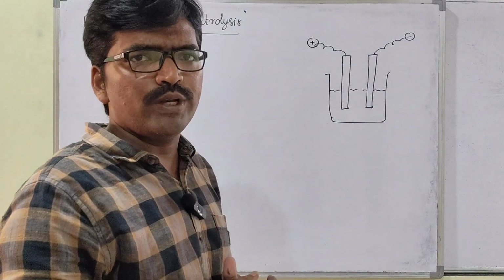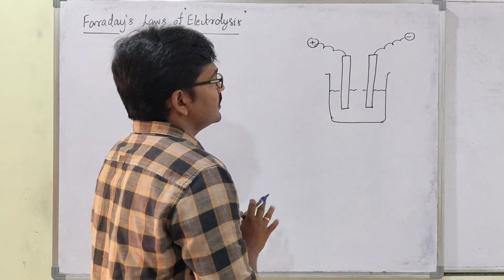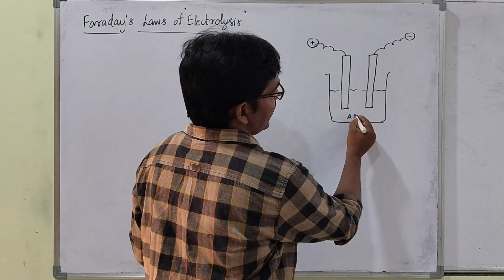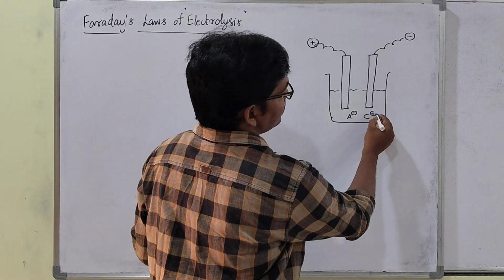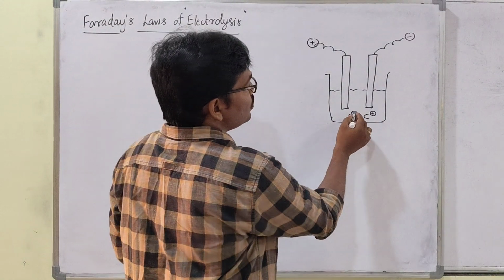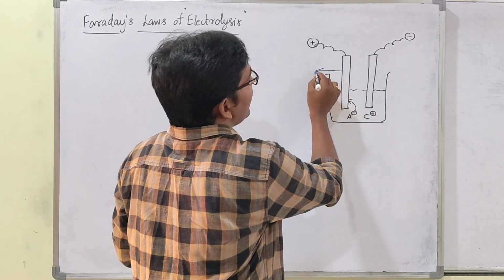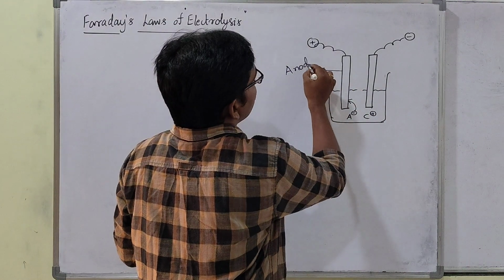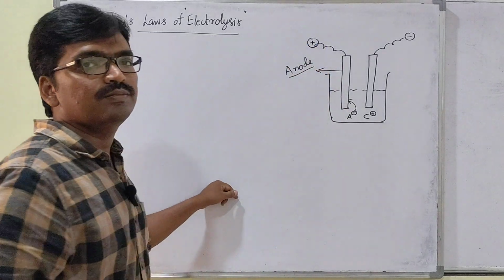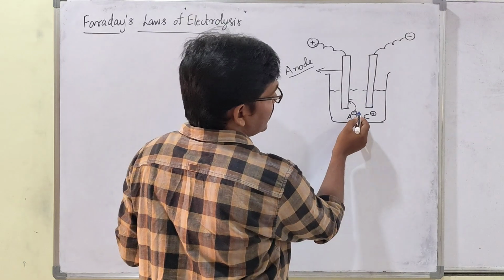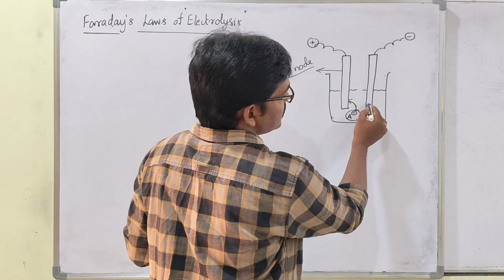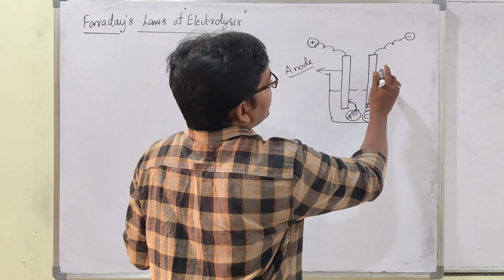When current is passed through it, the compound dissociates into anions as well as cations. Anions move towards the anode. Why do anions move towards the anode? Because they have a negative charge and the anode is positively charged. Oppositely charged species move towards each other. Cations move towards the cathode, so that is why we call it the cathode.